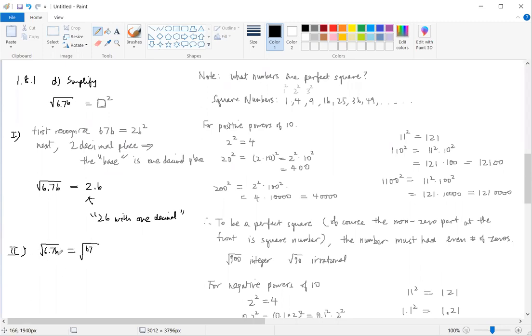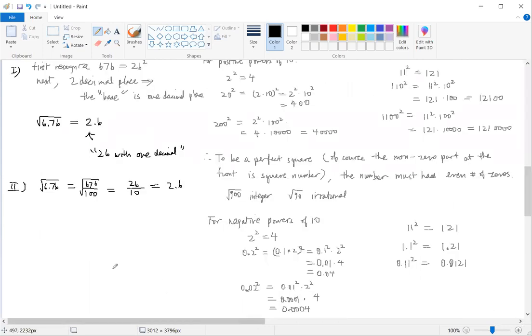As I mentioned, 2 decimal places you recognize is out of 100. So that is root top and root bottom. Root the top is 26. Root the bottom is 10. That's it. And that's exactly the same as this one, 2.6. Or you can write in fraction form, doesn't matter.